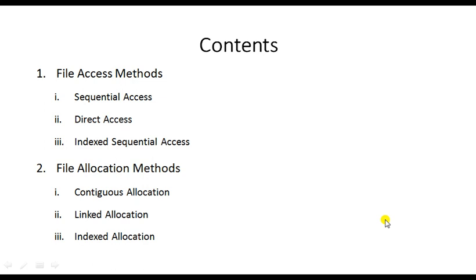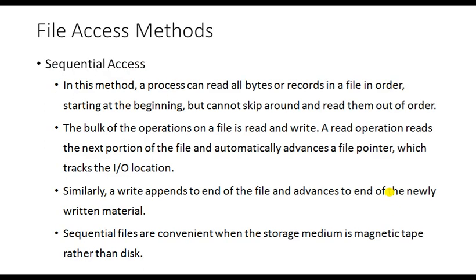So in this session we are going to cover the contents, file access methods, and file allocation methods. There are 3 file access methods and 3 file allocation methods available. First we will see file access methods. In file access methods, the first one is the sequential access method. Sequential access in the sense continuous, one by one after another.